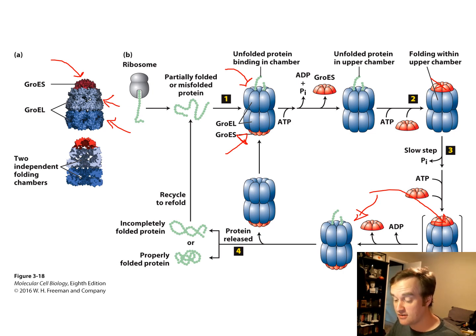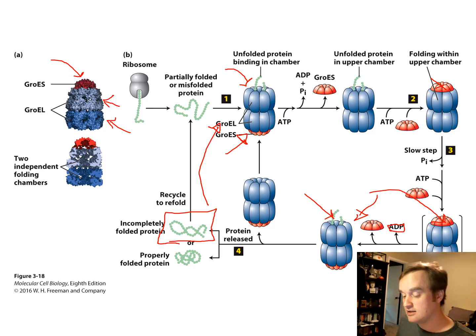Then we have in step 4 the release of the lid as well as the bound ADP, and this allows the newly folded protein to diffuse from the chamber and go do its biological function. Now, if for some reason this protein was improperly or incompletely folded or misfolded, then it can enter back into another chamber and be fixed. And so this cycle will continue until the protein is in its proper conformation.